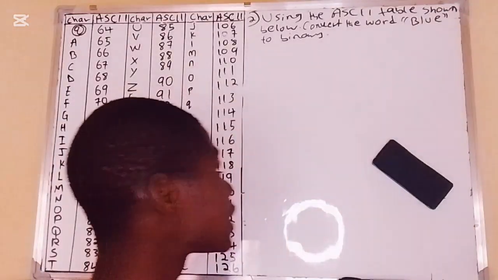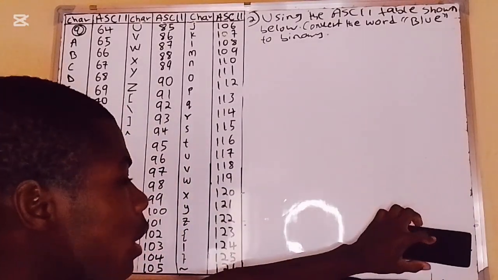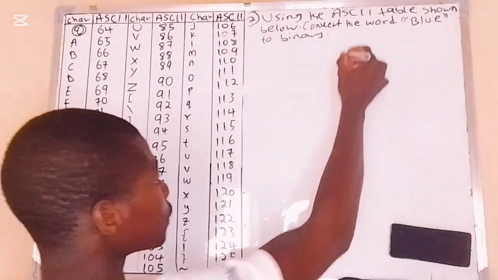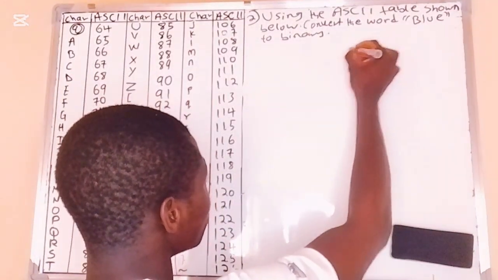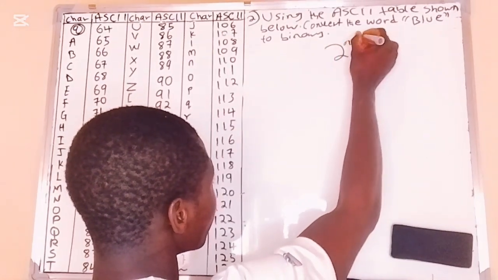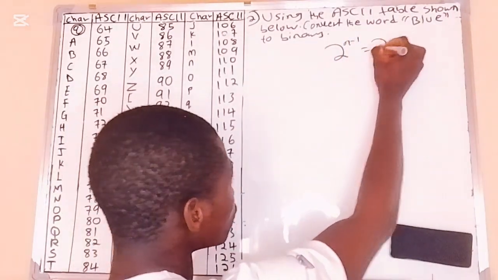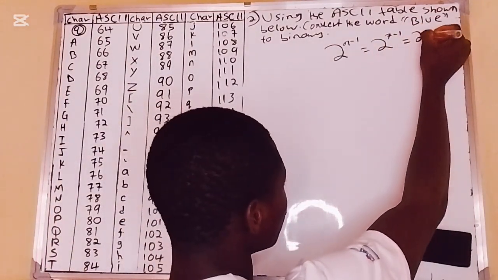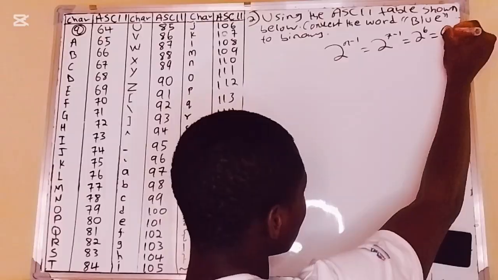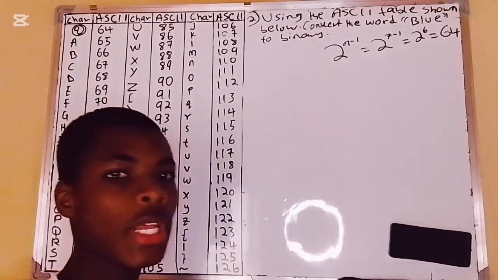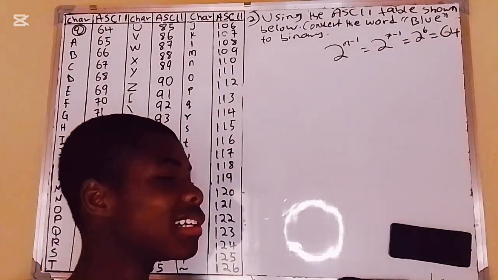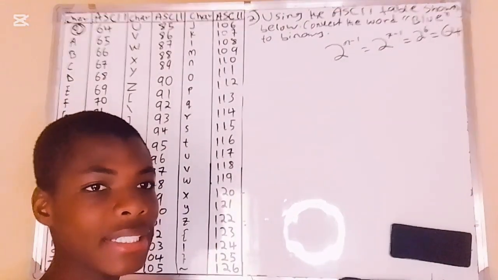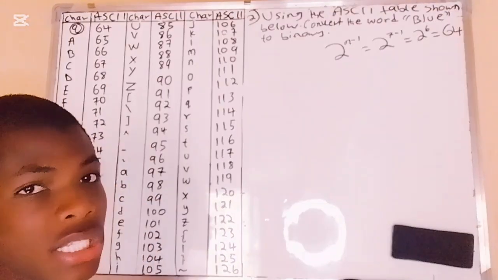As we all know, ASCII code has a binary bit of 7, which is 2 to the power of n minus 1. Because the binary bit is 7, it is 2 to the power of 7 minus 1, which equals 2 to the power of 6. 2 to the power of 6 is the same thing as 64. This means the placement of the ASCII code in binary is 64.